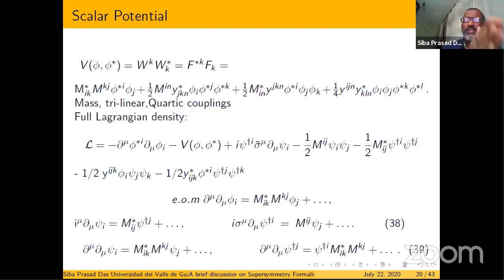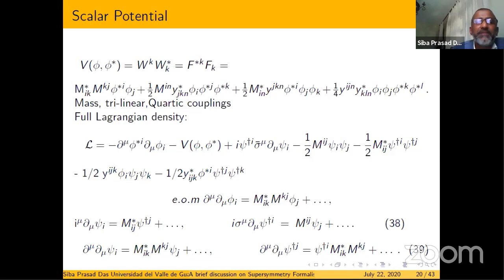So far we only discussed the chiral field, or the matter field. That means only the scalar particle and the fermion particle and their interaction. Once you put in W_k star and F_k, you will see that this is the whole potential of my chiral supermultiplet, only the chiral supermultiplet. So this is my scalar potential of my chiral supermultiplet.